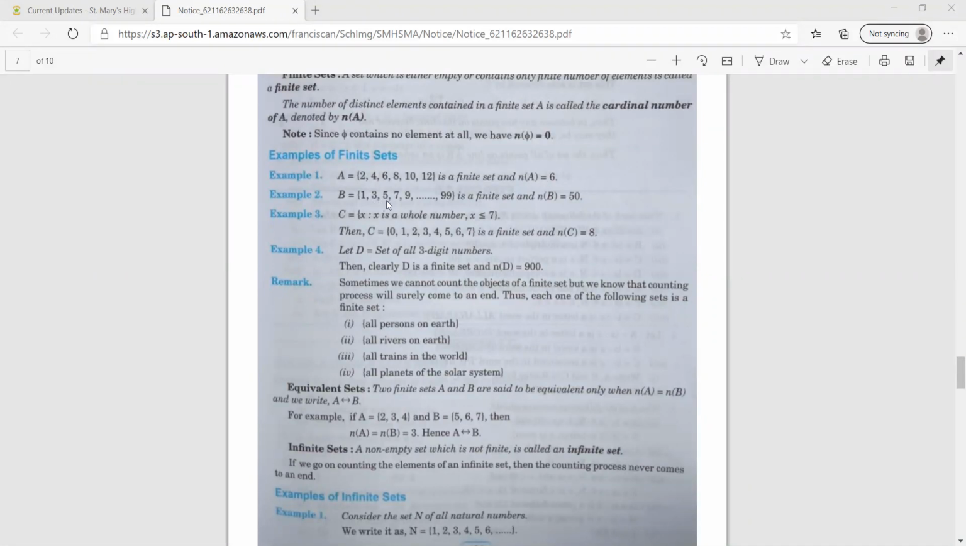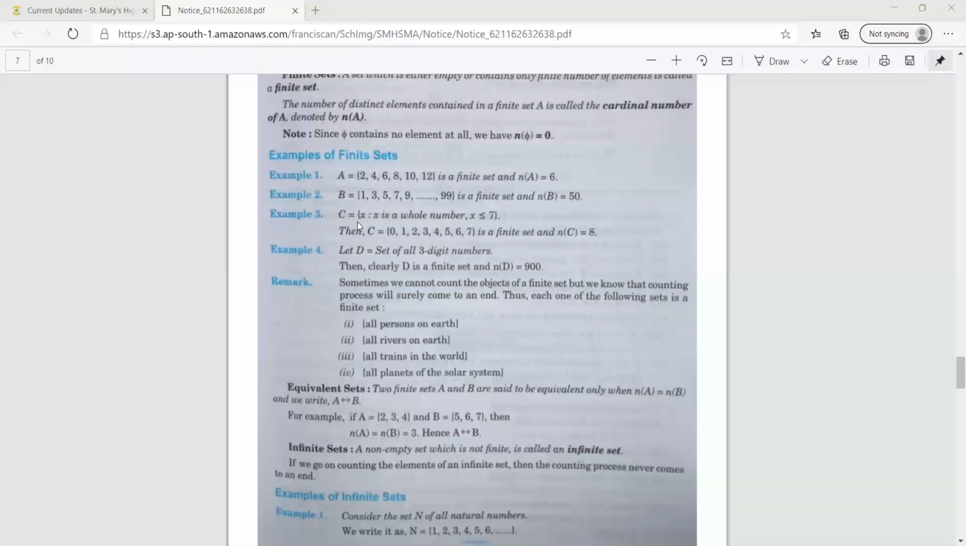B is 1, 3, 5, 7, 9 till 99. Now here also the number of elements is so many, but it is still a finite set because we know exactly how many elements are there in this. Though they are not all written, these are all odd numbers, and we know that between 1 and 100 we have 50 odd numbers. Therefore, the cardinal number of B will be 50.